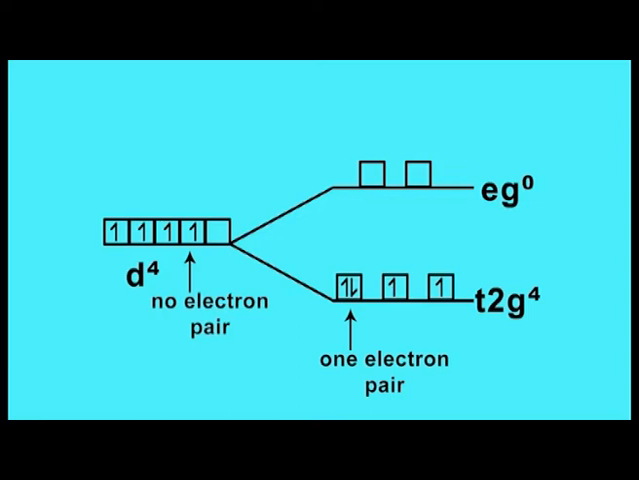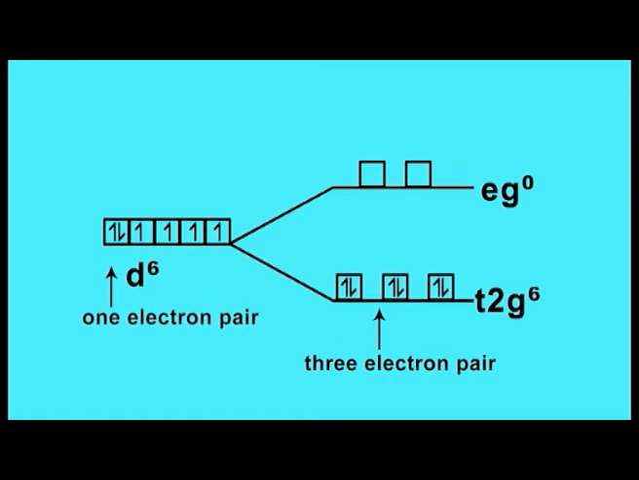So, the 4th electron here gets paired in the split state of d orbitals, while there were no paired electrons in the unsplit state of d orbitals. So, an energy P has to be provided to the system for forcefully pairing the electrons in the t2g level. As a result, CFSE will become minus 1.6 delta O plus P.